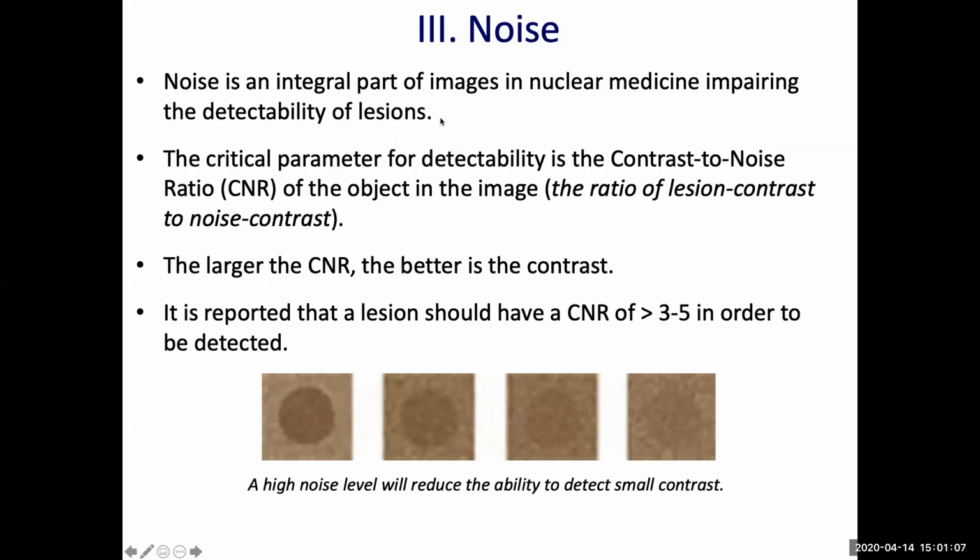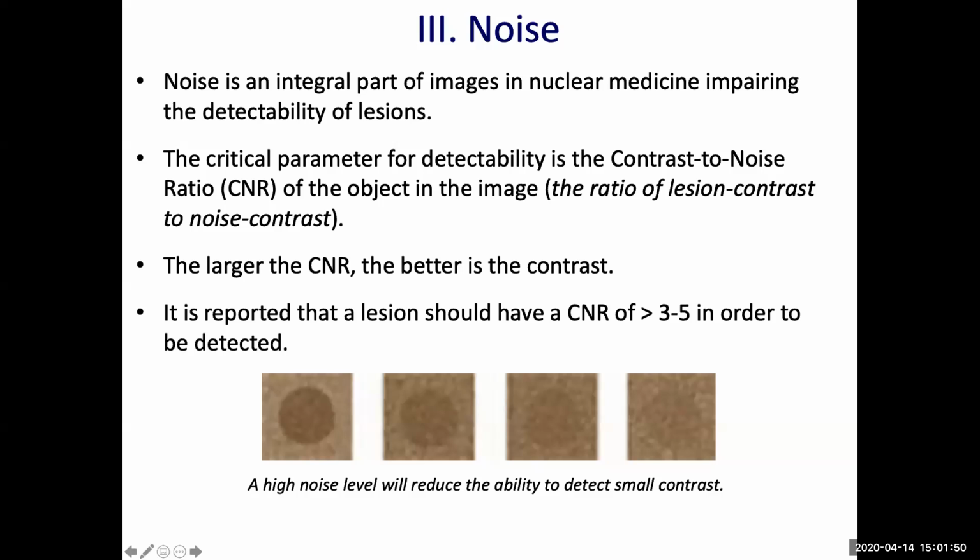Noise is an integral part of images in nuclear medicine. You always see noise in our imaging. It impairs the detectability of lesions. The critical parameter for detectability is the contrast-to-noise ratio of the object in the image, which is the ratio of lesion contrast to noise contrast. To detect a lesion or other object in an image, the observer must be able to distinguish between the lesion or object and the noise-generated contrast pattern in a background area of the same size. So the larger the contrast-to-noise ratio, the better.